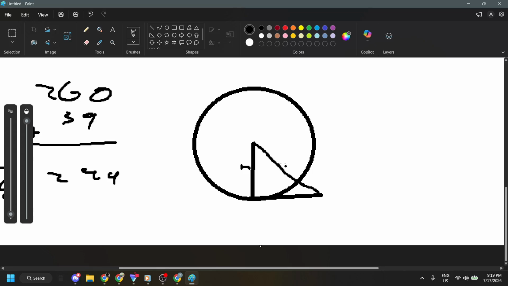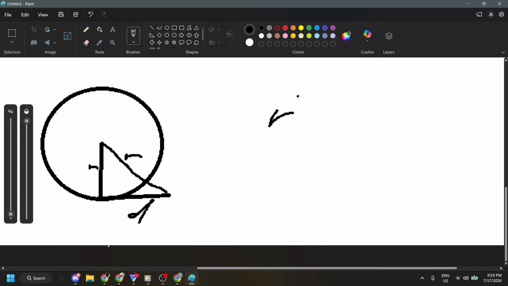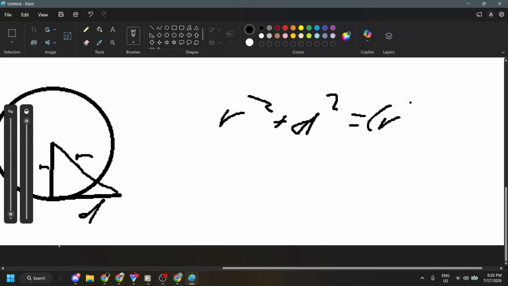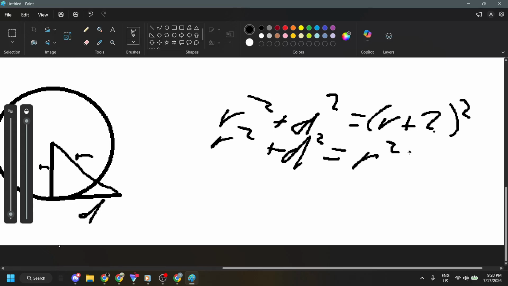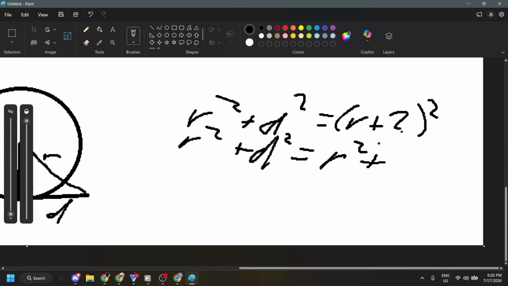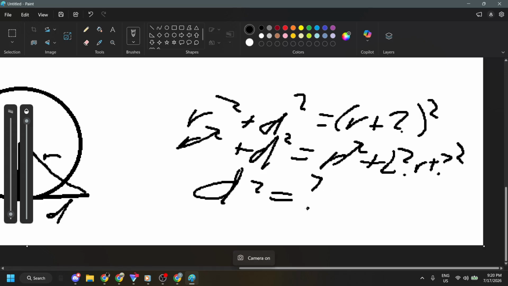Whoa. So this is a radius, and then we know this distance. So we could figure this out, because we know r squared plus d squared is equal to r plus question mark, squared. So r squared plus d squared is equal to r squared plus 2 question mark r plus question mark squared. Cross these out, and we have d squared is equal to question mark times r times question mark plus 2r.